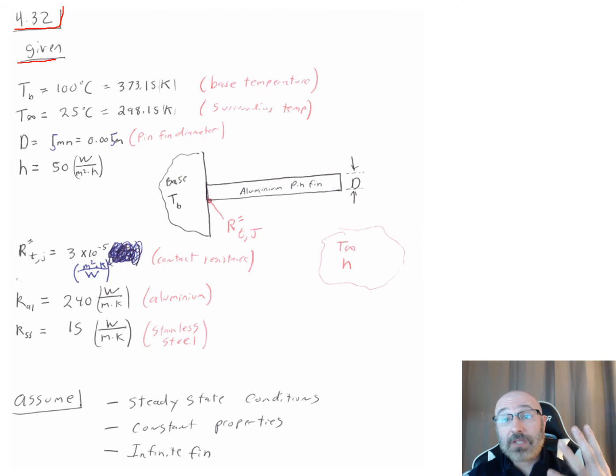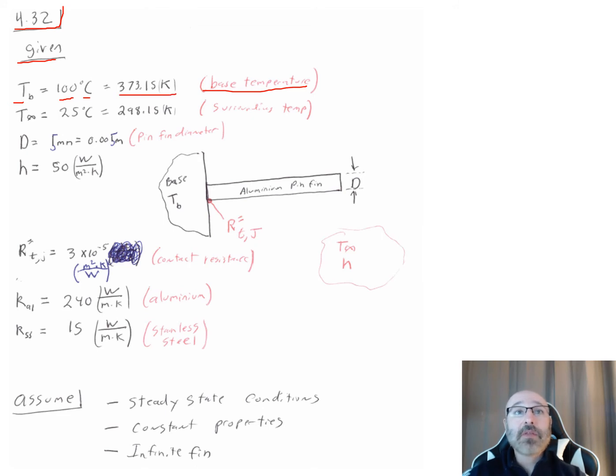So again, there are four things in our given information. We have our variable name with its indices, our numerical value, our units, and how it relates to our problem. So this is our base temperature, T sub B for our variable. It's 100 in units of degrees Celsius. We can convert that to Kelvin right away just in case we might need it.